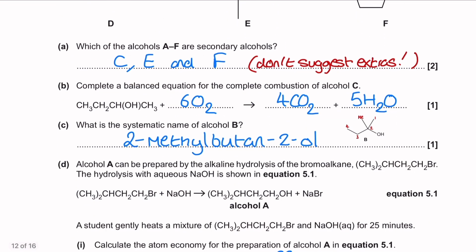Balancing the reaction equation is straightforward. Just make sure you choose a good method. So that's carbon, hydrogen, oxygen in that order. If you balance the combustion equations in that sequence, that's carbon, hydrogen, oxygen, then you'll get to the answer much quicker. What's the systematic name of the 2-methylbutane-2-ol?